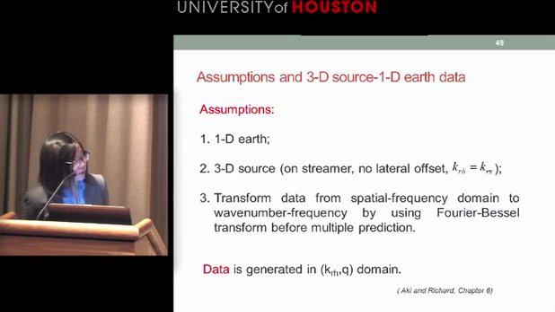And here are the assumptions in my numerical test. First, this is a 1D Earth, and we use a 3D source. This source is on the streamer. There's no lateral offset, which means we can put kr equals kx here. We transform our data from the space-frequency domain to the wavenumber-frequency domain by using a Hankel transform, or the Fourier-Bessel transform, before the prediction, which means our B1 is correct. And our data is generated in the k-omega domain by an analytical form.